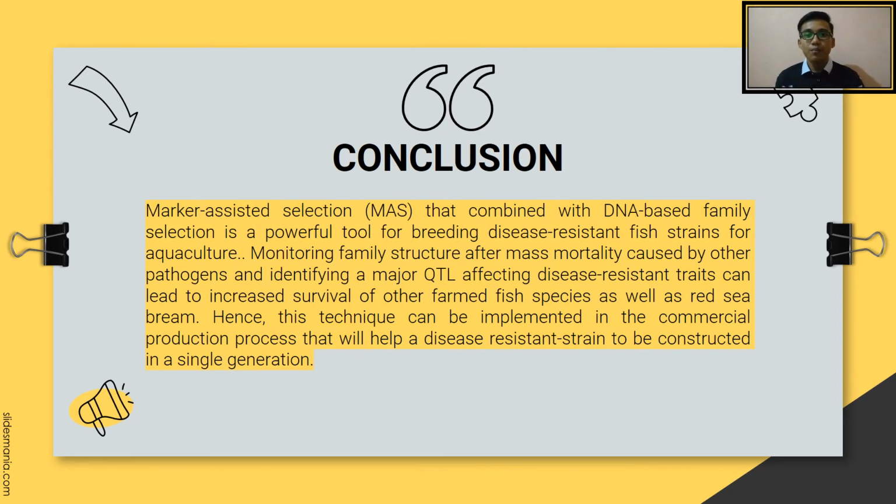Conclusion: marker-assisted selection (MAS) combined with DNA-based family selection is a powerful tool for breeding disease-resistant fish strains for aquaculture. We can do this by monitoring family structure after mass mortality caused by other pathogens and identifying a major QTL affecting disease-resistant traits that can lead to increased survival of other farmed fish species as well as Red Sea Bream. Hence, this technique can be implemented in commercial production so that a disease-resistant strain can be constructed in a single generation.